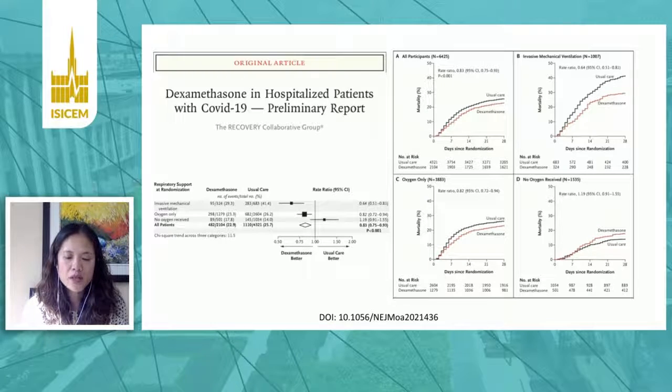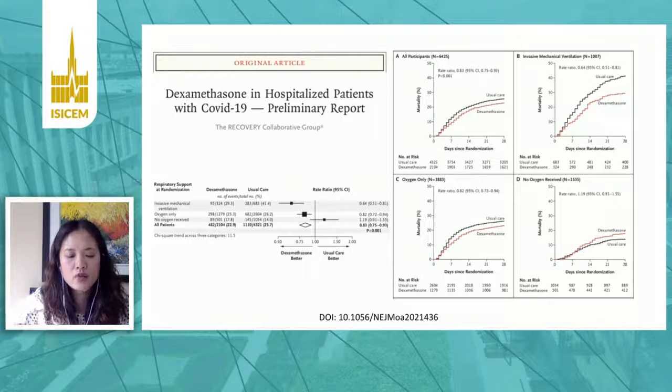23% of patients in the dexamethasone group and 26% of patients in the usual care group died within 28 days after randomization. The absolute reduction in mortality was 2.8%. The benefits were greatest for patients who were receiving invasive mechanical ventilation at the time of randomization, with mortality of 29.3% for dexamethasone versus 41.4% for usual care. The survival benefit was followed by those receiving oxygen therapy without invasive mechanical ventilation. However, there was a trend towards worse outcome with dexamethasone among patients who did not require respiratory support.